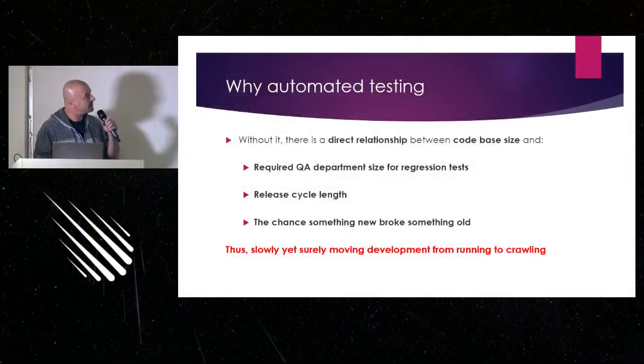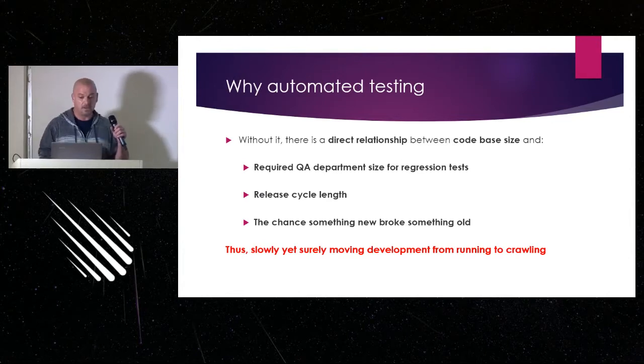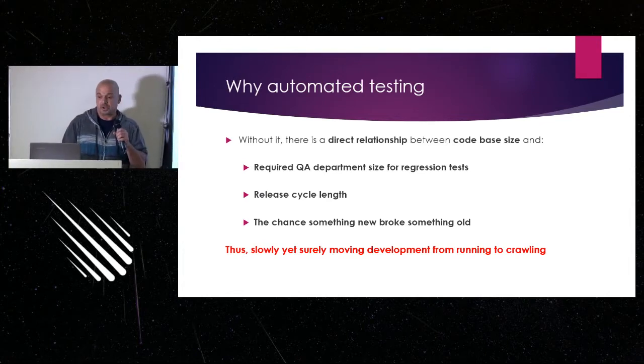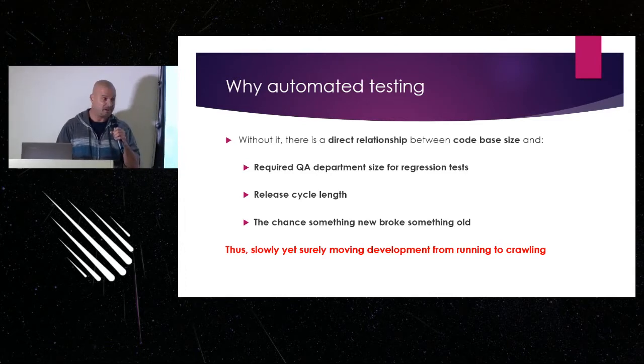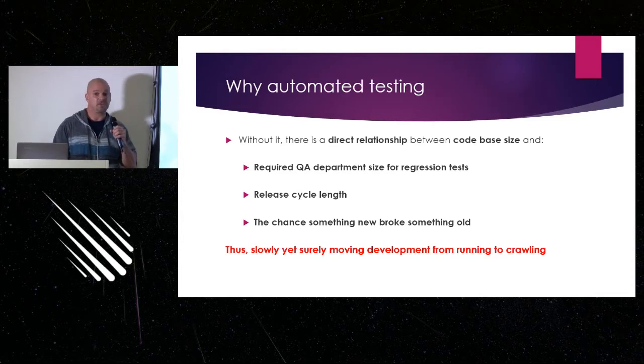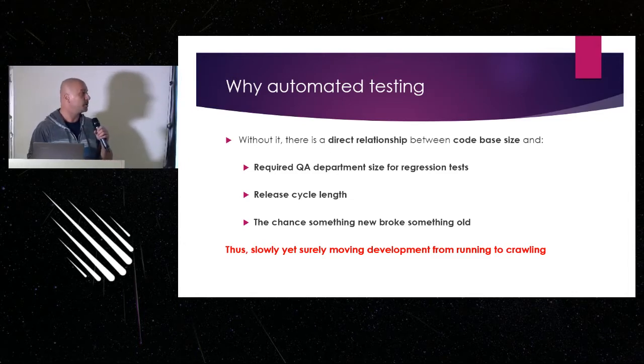So, why automate testing? I talked about it a little bit right now, but without automated testing, there's a direct relationship between the code base size and the required QA department size that you will need in order to regression test every time there's a new feature to make sure you didn't break something old. The release cycle length is going to get bigger and bigger, and the chance something broke, of course, is going to get bigger. And what's going to happen with usually development teams, if they don't automate tests, the bigger the system gets, you're going to slowly but surely move development from running to eventually crawling like a baby. So, the other way around.